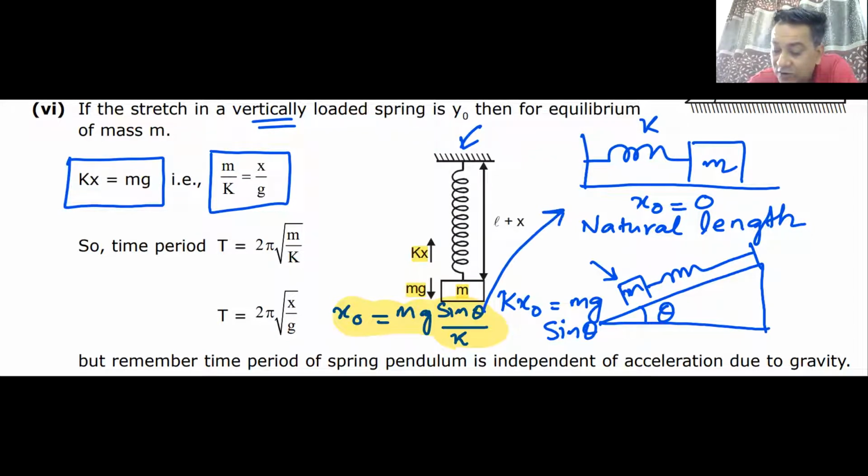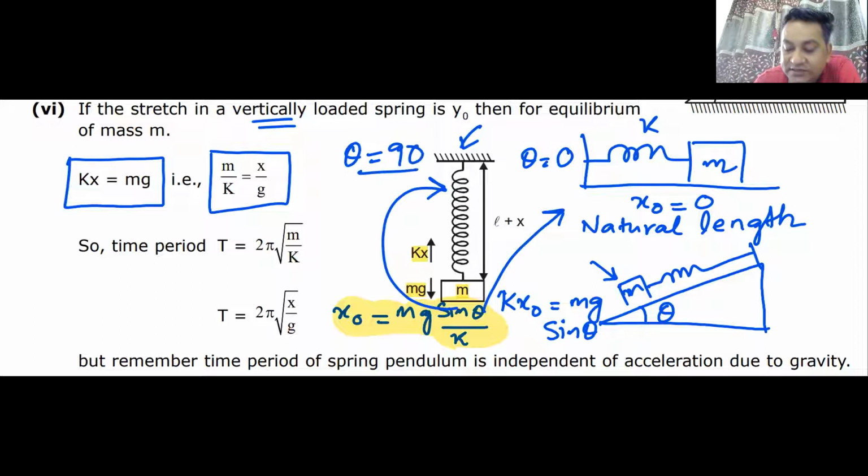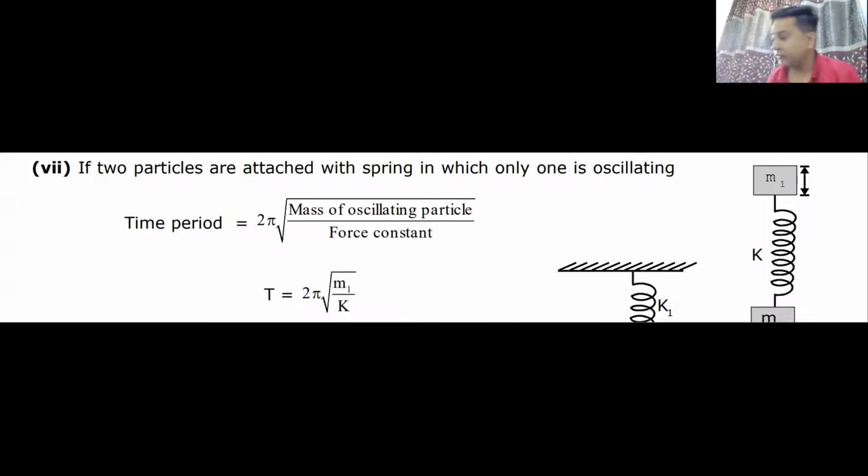In this case, the value of theta is 0. And in this case, the value of theta is 90. Do we understand this? If you understand this, please raise your hands. When the spring is vertical, the value of theta is 90. Sine of 90 is 1. Therefore, the answer is mg by k. In case of horizontal spring, the value of theta is 0. Therefore, the answer is 0. I'll give you a minute to note it down. Well done. Let us move forward.